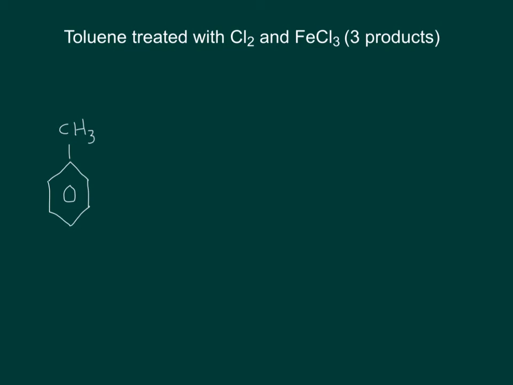This is problem 1332, and the question is, when toluene or methylbenzene is treated with chlorine and iron 3 chloride, a total of 3 products are possible. Draw the structure of the 3 products and give their IUPAC names. I've drawn toluene. I'm going to add chlorine, Cl2, and iron 3 chloride as a catalyst above the arrow. And I know that the combination of the chlorine and the FeCl3 is going to give me a Cl plus electrophile. So I know there's going to be 3 products here. I'm going to draw 3 arrows.